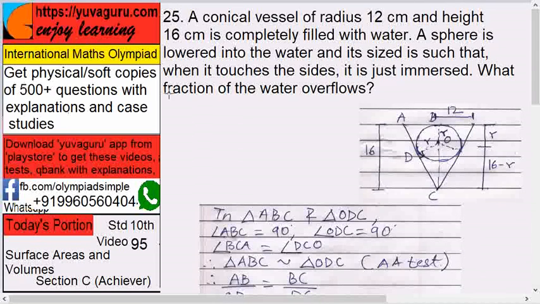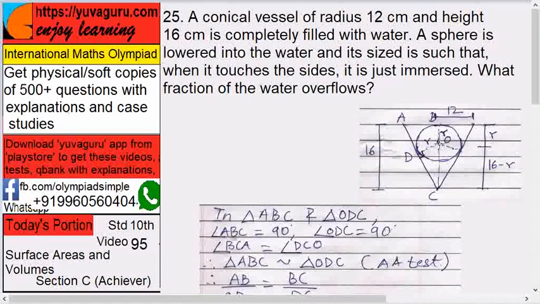Okay. So what is the fraction of water which overflows? Means because of this sphere, some water will flow out. So what is that fraction? Okay, let's find out. Name this as A, B and C and D as shown, perpendicular. Okay, radius basically. So AC is a tangent to radius R. Okay. So we know 12, we know 16, we know this as R.